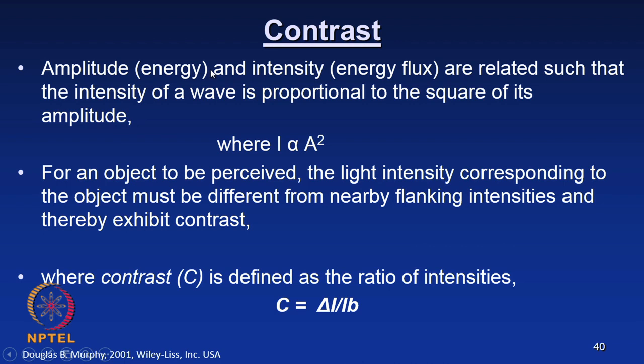Amplitude, energy and intensity, which is energy flux, are related such that the intensity of the wave is proportional to the square of its amplitude. I read it again: the intensity of the wave is proportional to the square of its amplitude, I proportional to A square. For an object to be perceived, the light intensity corresponding to the object must be different from the nearby flanking intensities and thereby exhibit contrast. The contrast C is defined as the ratio of intensities, that is C is equal to delta I by IB.